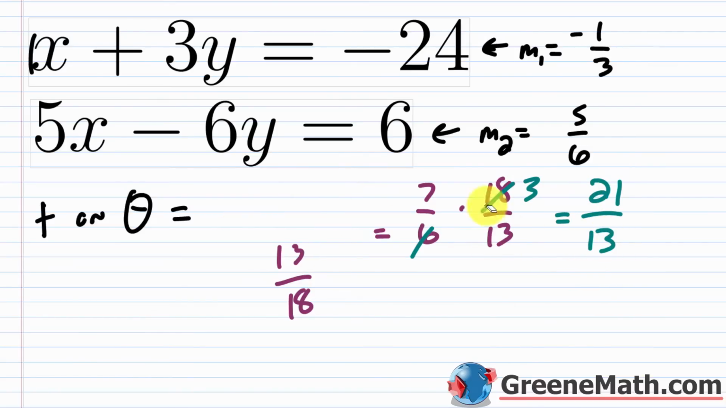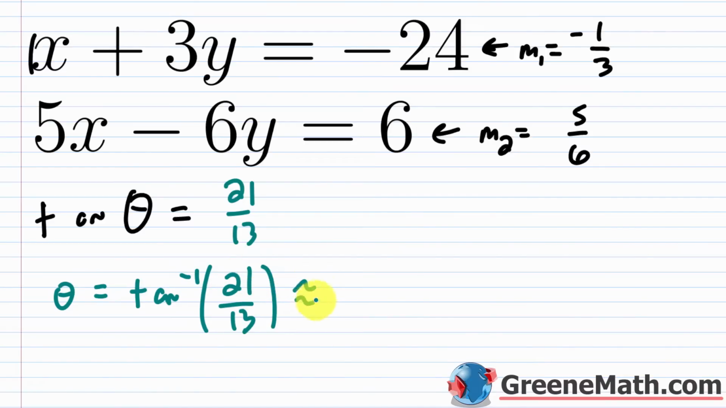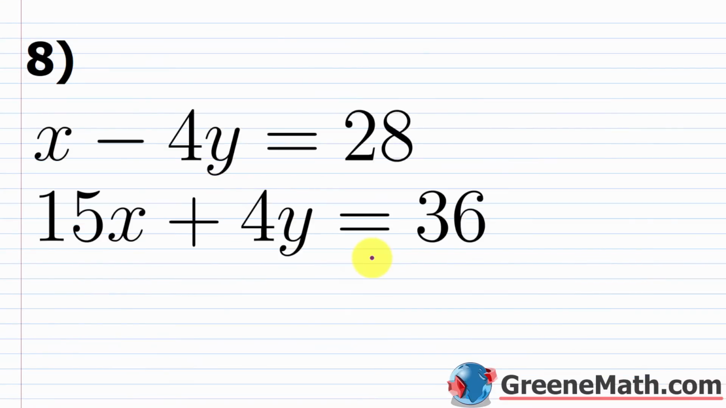Okay, let me get rid of all this. So the tangent of theta is 21 over 13. So we could say that theta is equal to the inverse tangent of 21 over 13. And this is going to be about, let's say, 24 degrees. All right, let's look at one more of these.